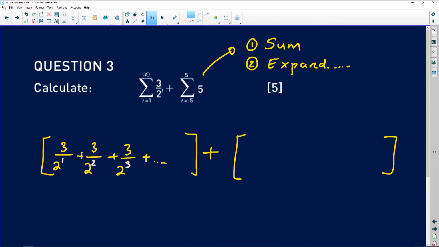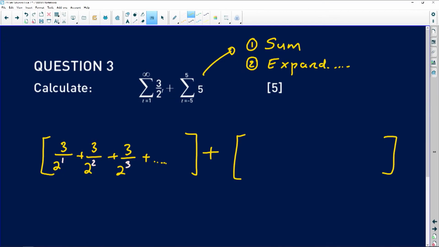The second part is very exciting because it's only a constant. So I want you to understand something very important. A lot of people don't understand how to handle the sigma of a constant. The sigma of a constant is just that constant multiplied by how many times it needs to appear. So this is 5 plus 5 plus 5 plus 5 plus 5, n times. Very important for you to keep that in mind.